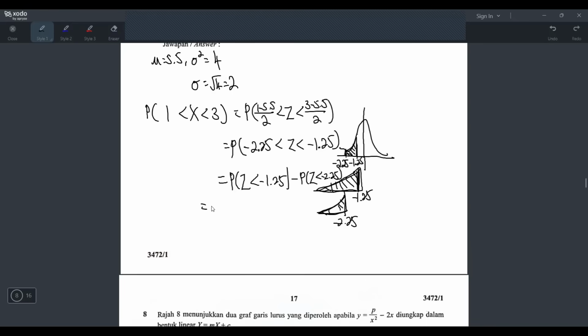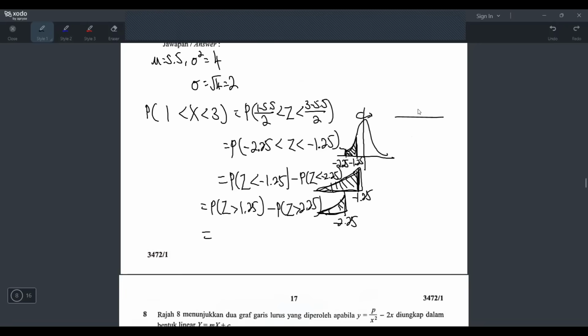And smaller negative can change to bigger positive because the bell-shaped graph is symmetrical. So if I say P(Z smaller than negative 1.25), you can flip this to the other side, becomes bigger positive. Same with this, smaller negative can change to bigger positive. Okay, but only smaller negative can do like that. If bigger negative cannot already. Okay, now is Z bigger positive? Now you can tengok jadual already.